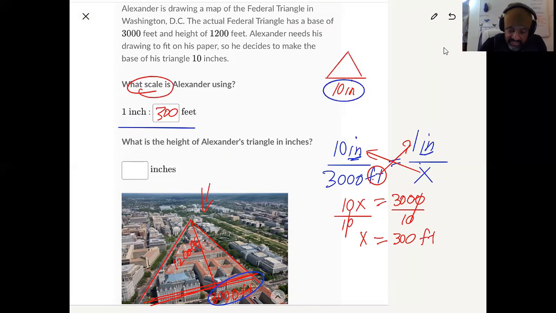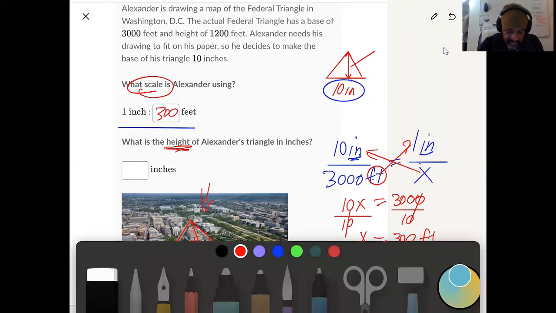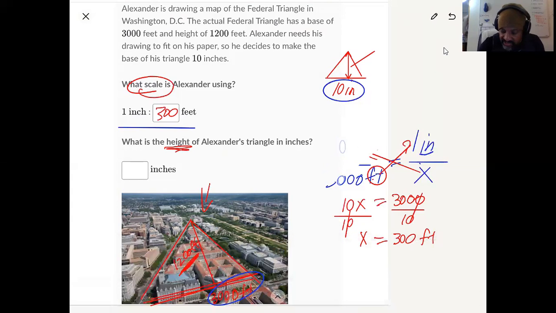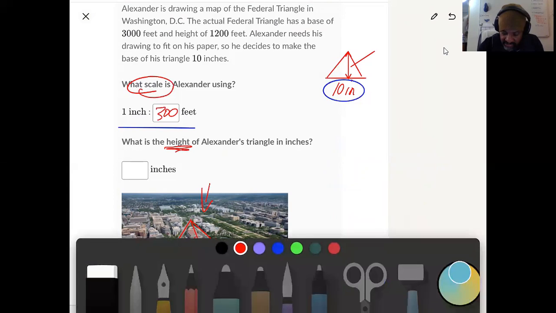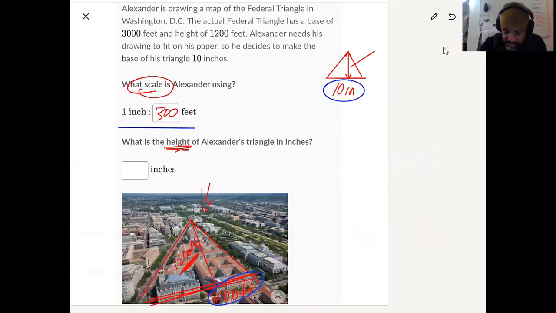Now, the second question is, what is the height of the triangle in inches? We know what the actual height is. It's 1,200 feet. That's what they told us. We want to know, what would the height be on the model that we're using? What's the height going to be? So let's find that. Let me get rid of some of this so we can do our next proportion.